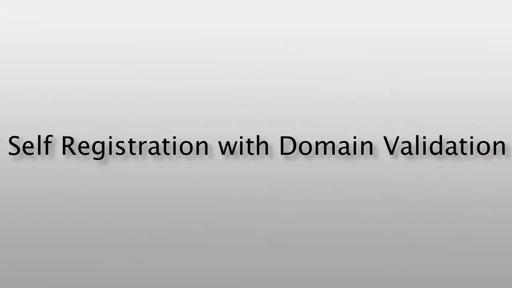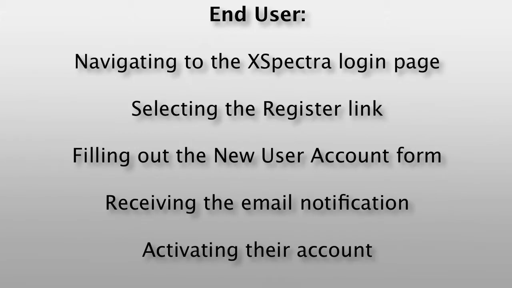In this session, I'll be showing how a new user performs a self-registration with domain validation. I'll be showing a user navigating to the XSpectra login page, selecting the register link, filling out the new user account form, receiving the email notification, and activating their account.